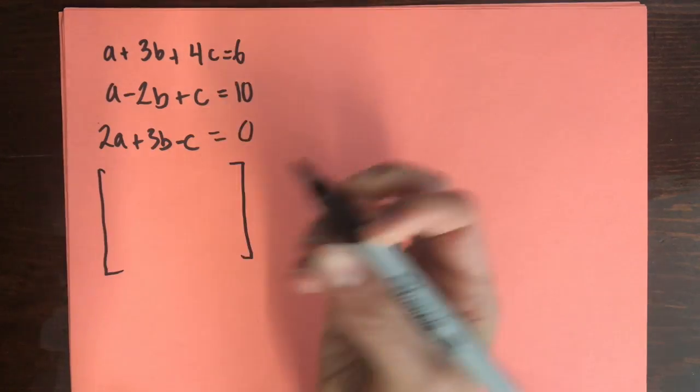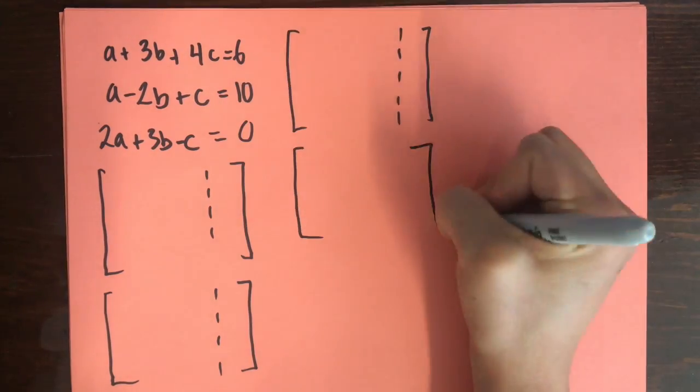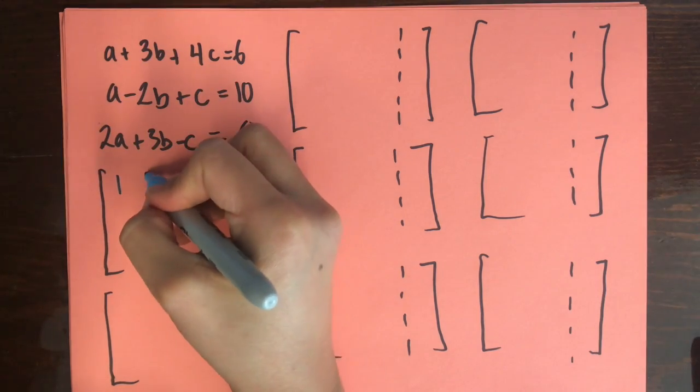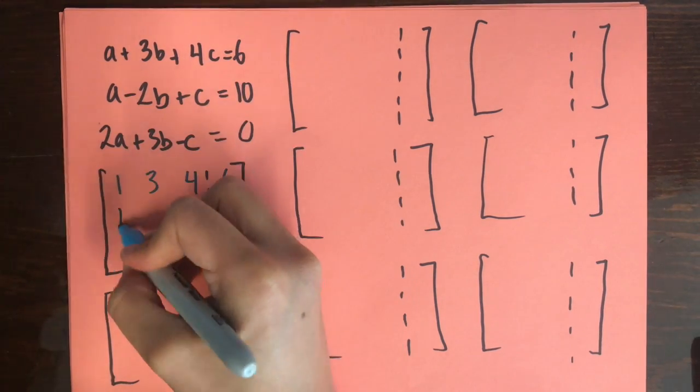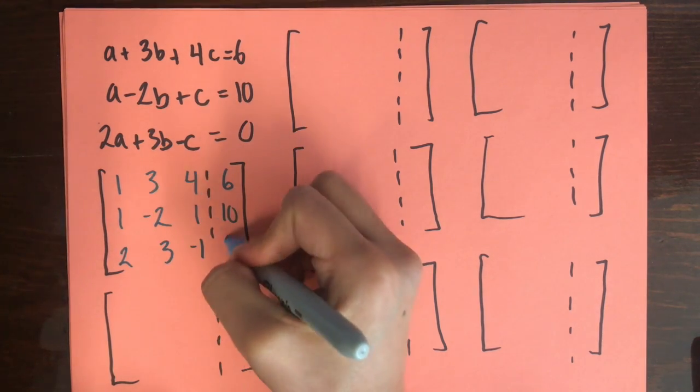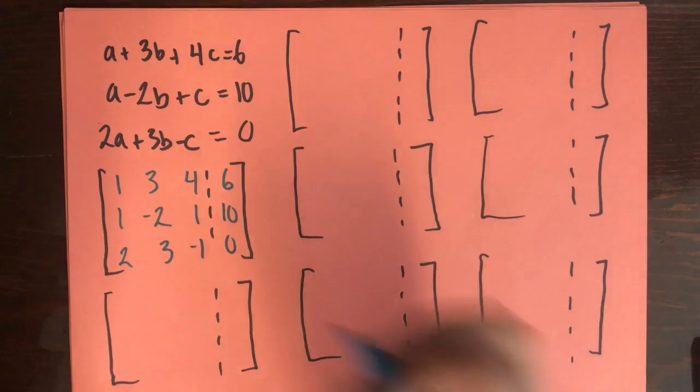I'm just going to quickly write this at super speed here. Yes, my hand was moving this fast. Just kidding. So I have the coefficients that I'm going to write in 1, 3, 4, 6, 1, negative 2, 1, 10, and then 2, 3, negative 1, 0.